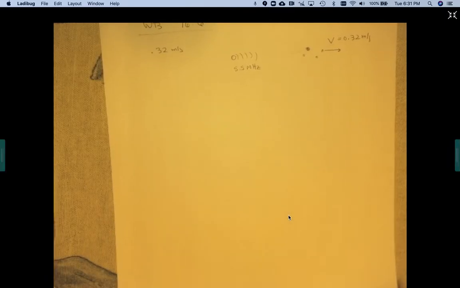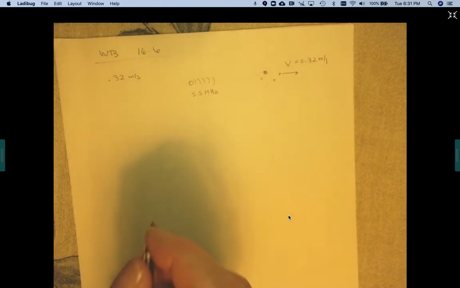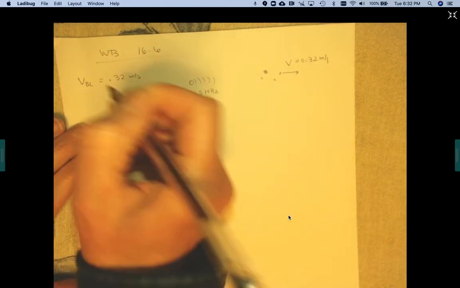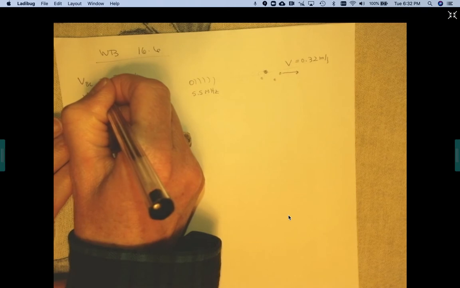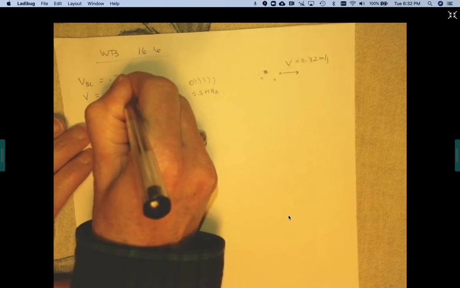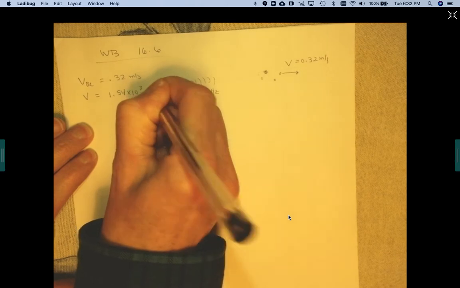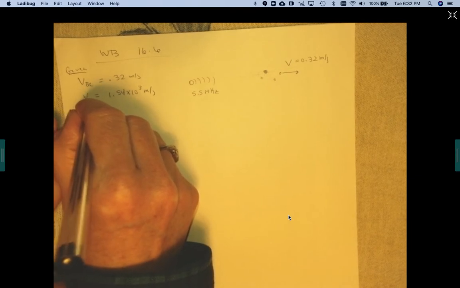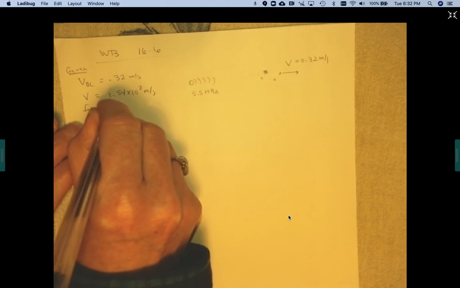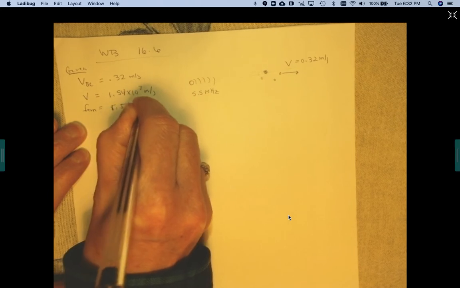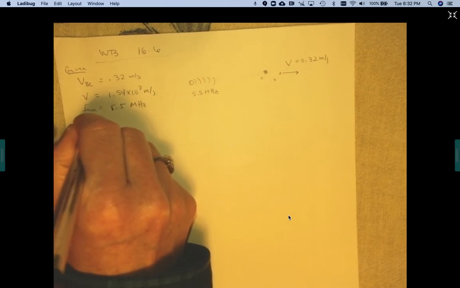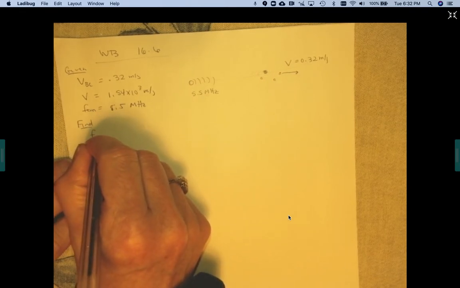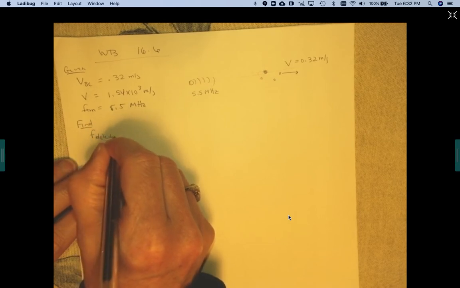So there's actually two steps to this problem. So this is the velocity of the red blood cells. And then we have the velocity of sound through that medium is 1.54 times 10 to the 3 meters per second. So we're given that, and then the emitted frequency is 5.5 megahertz. And we want to find the reflected frequency, or detected, I guess, by the ultrasound.